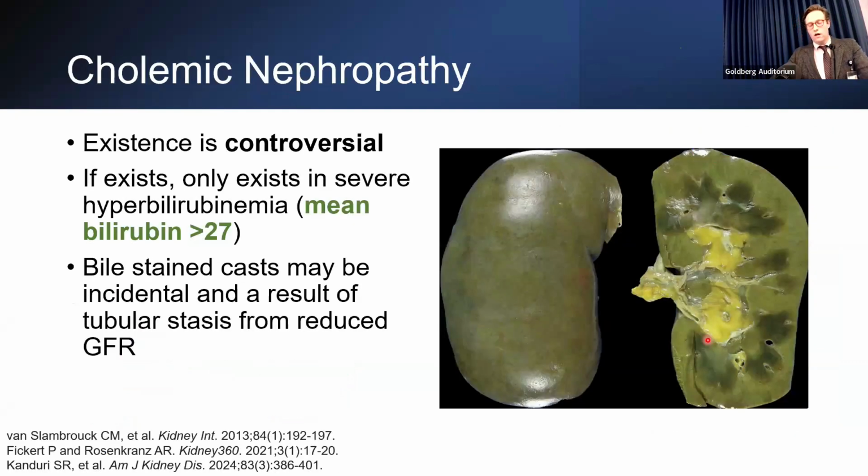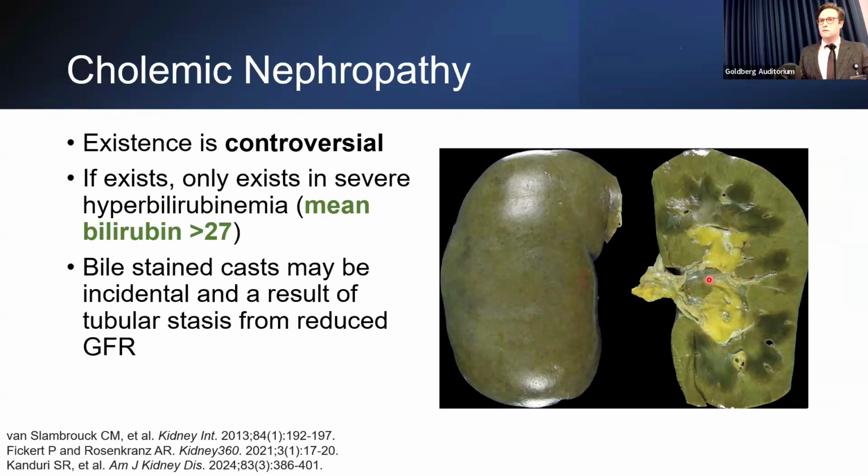Also, a rather controversial topic, but with beautiful pictures, is the presence of bile cast nephropathy. Why is it controversial? Well, this is rather a chicken or the egg question. If you have cirrhosis that's bad enough to turn your kidney green, your risk of having a milieu for AKI is rather large.